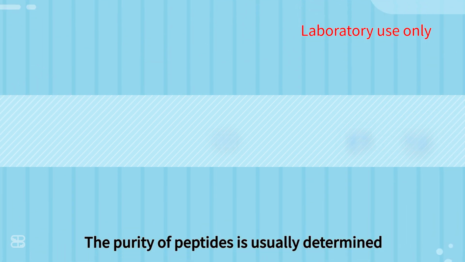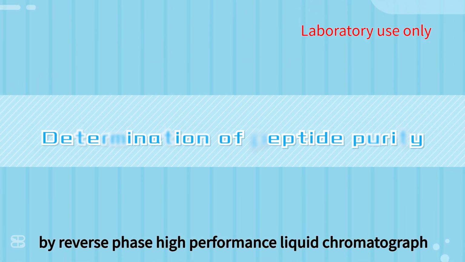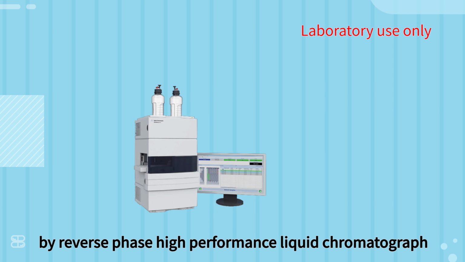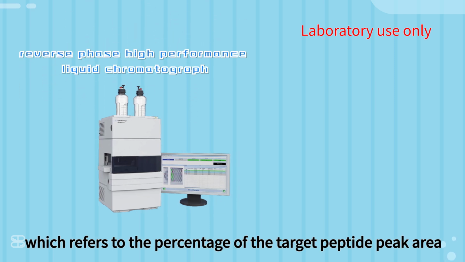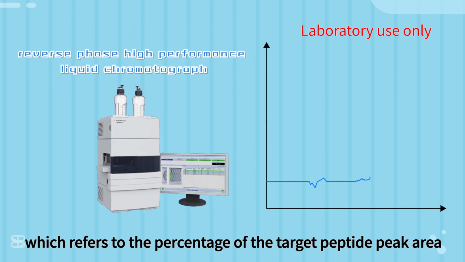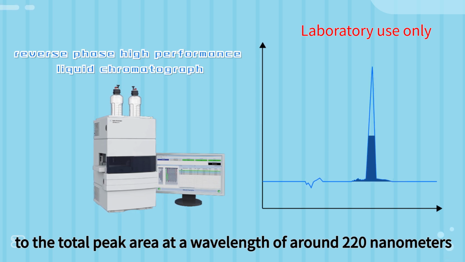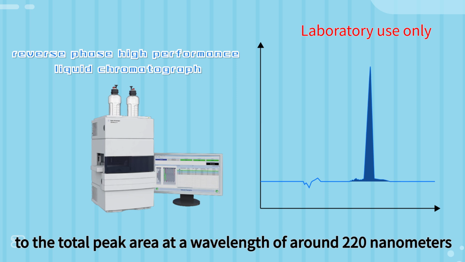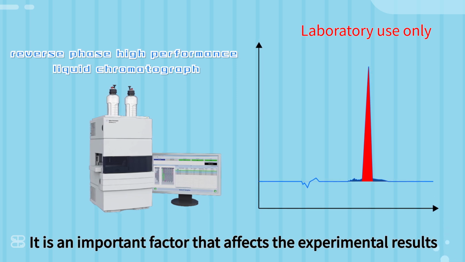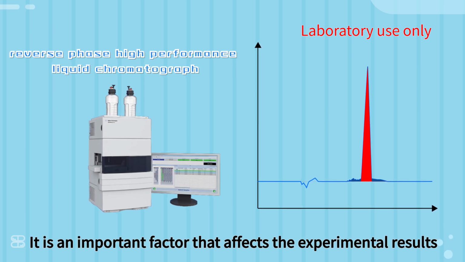The purity of peptides is usually determined by reverse phase high-performance liquid chromatography, which refers to the percentage of the target peptide peak area to the total peak area at a wavelength of around 220 nanometers. It is an important factor that affects the experimental results.